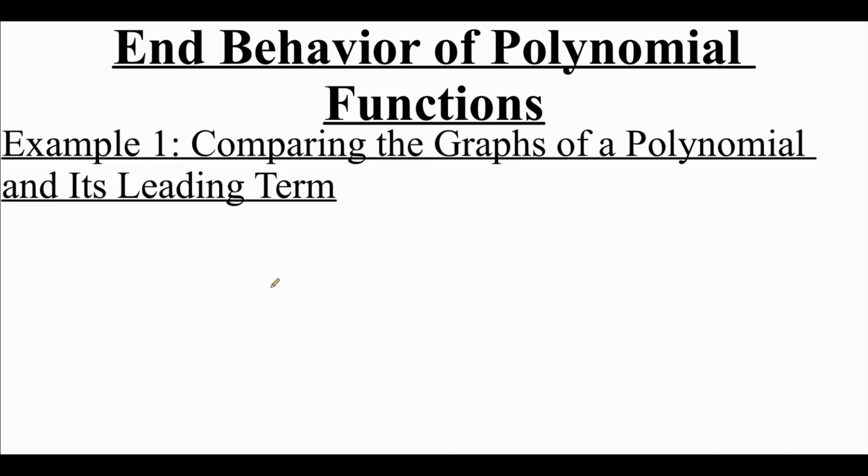So we're going to take a look at a couple of examples where we are given a polynomial function and we want to talk about its end behavior by looking at its degree and its leading coefficient. So the first function we're going to take a look at is f of x equals x cubed plus 2x squared minus 11x minus 12.